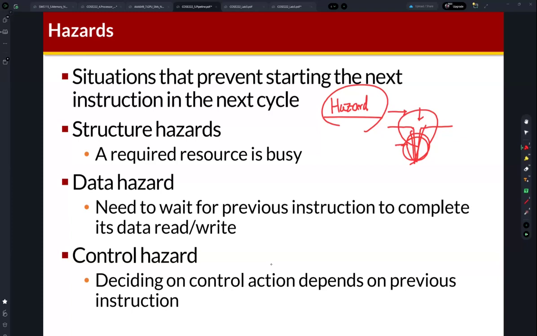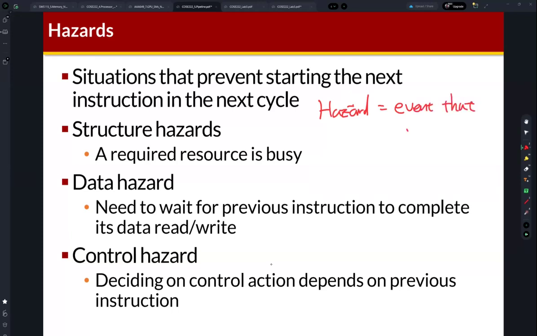But in a CPU, in processor design, hazard has a different meaning. So what is a hazard? A hazard is an event that wastes clock cycles. What does that mean?